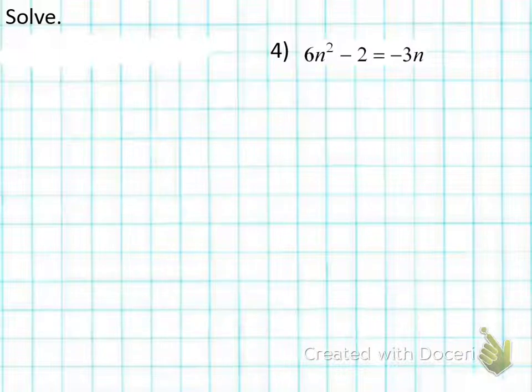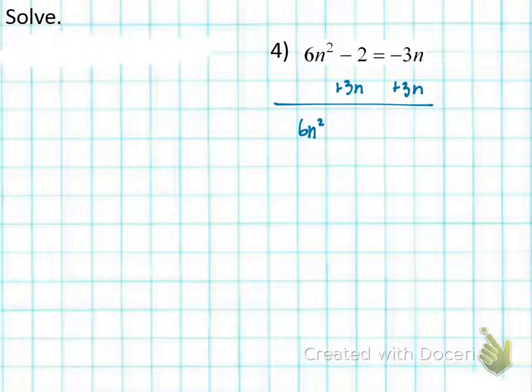What's our a? A is 6. b? Positive 3. There's no positive 3 up there. What are we supposed to do? Ah, good. See? Good job. So we have to add 3n to the other side. So we got 6n squared plus 3n minus 2 is equal to 0, right?